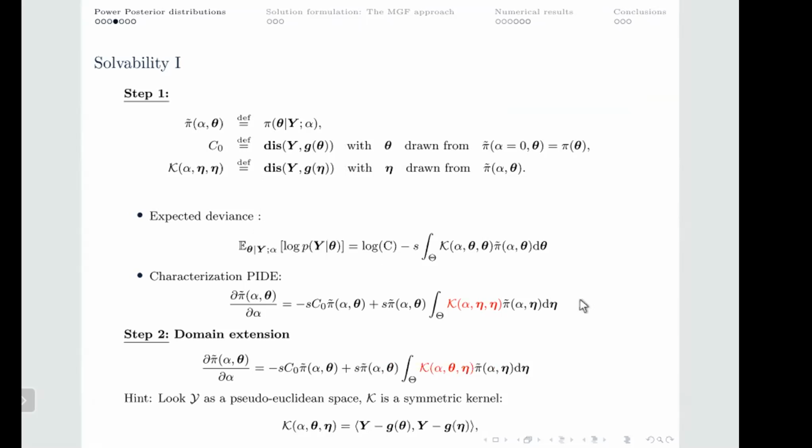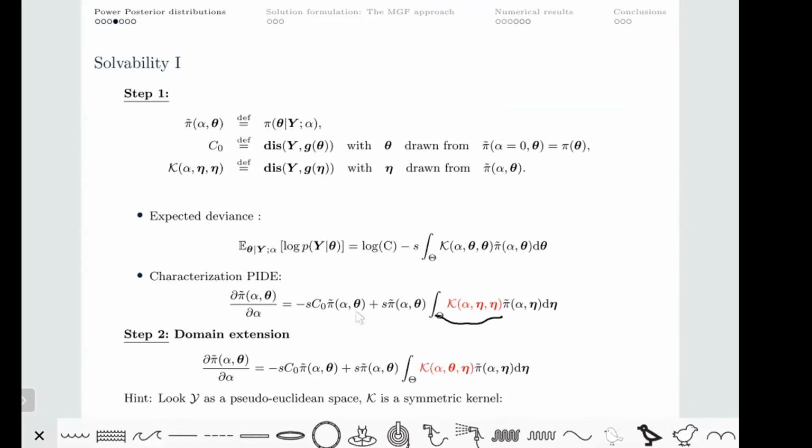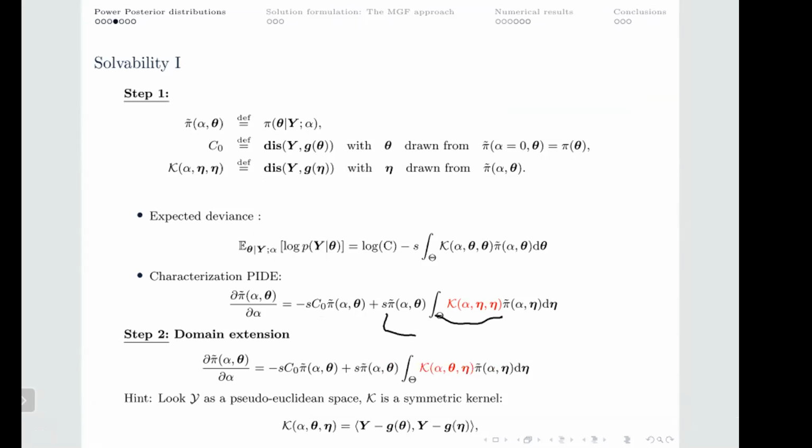But if we look at this equation, we have two problems. First of all, we have this quantity that is on the diagonal subspace. That is one problem. And then the other problem is that we have this nonlinearity here. Okay, so we will try to drop first the nonlinearity, and then we will try to leave the diagonal subspace.